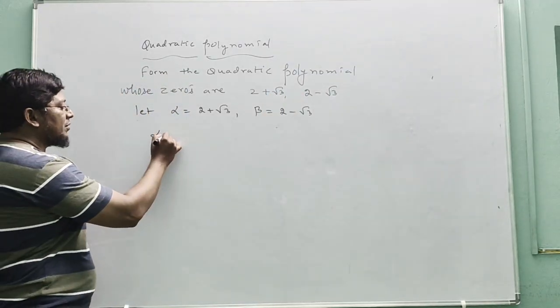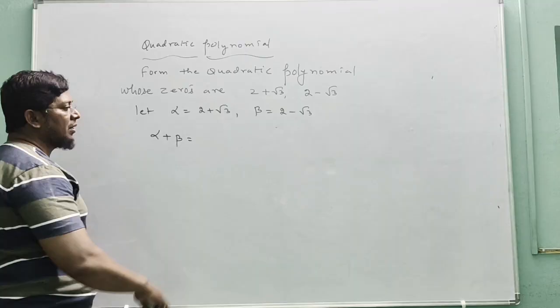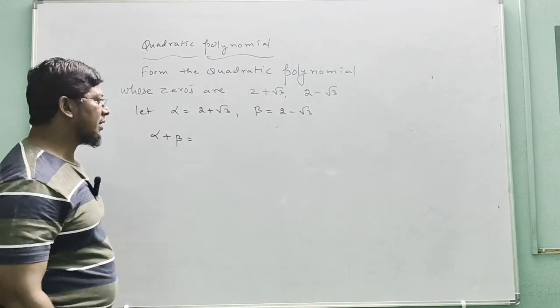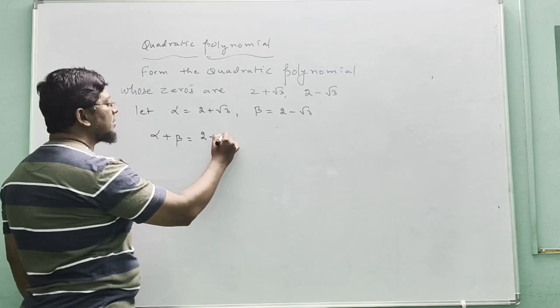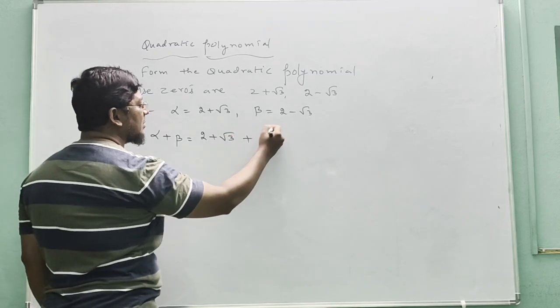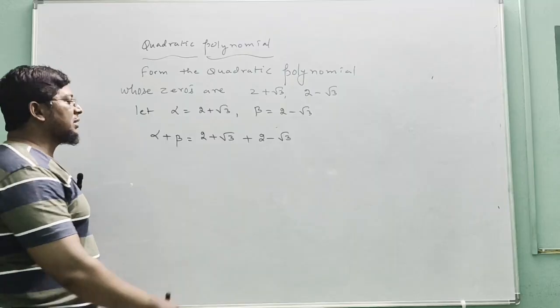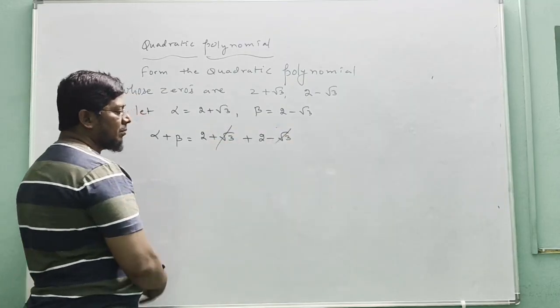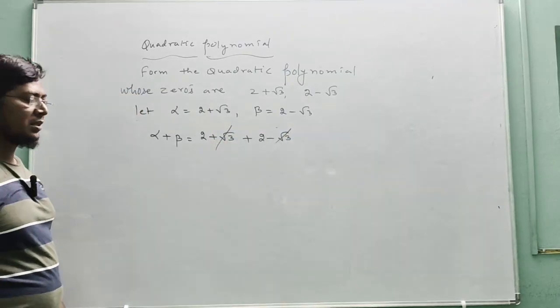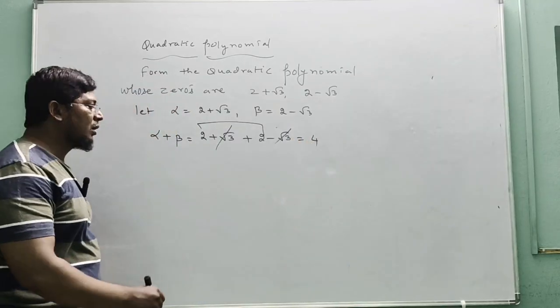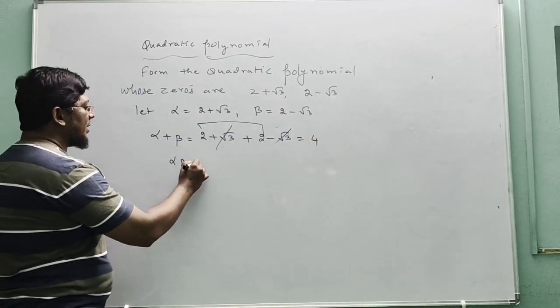We find the sum of alpha plus beta, which means we have to add the first and second. So, 2 plus root 3 plus 2 minus root 3. The opposite signs cancel, plus root 3 minus root 3 cancels, and 2 plus 2 gives 4.